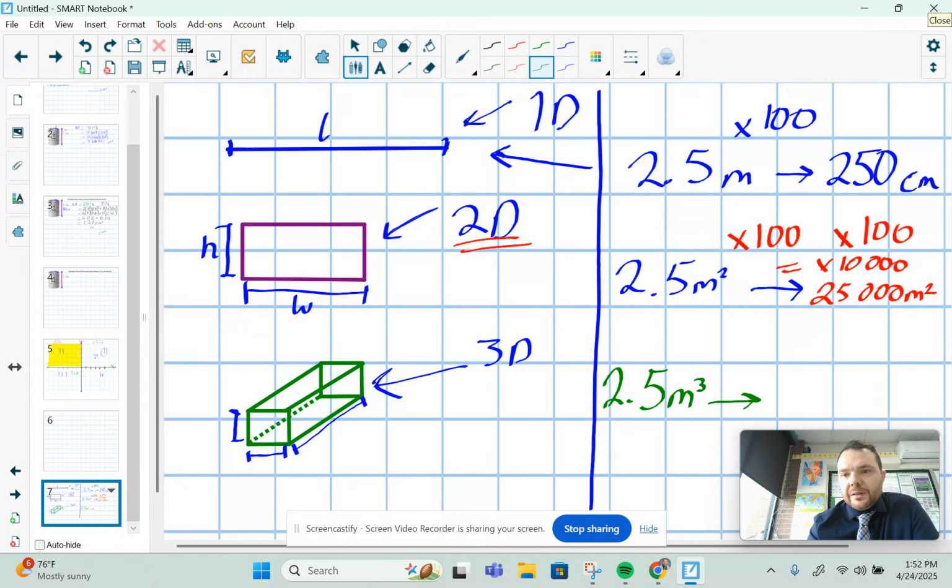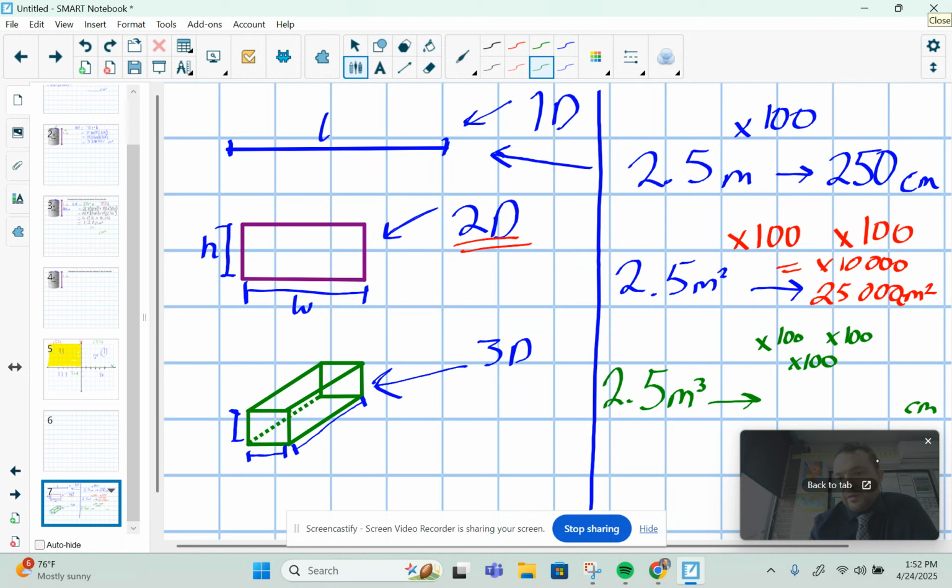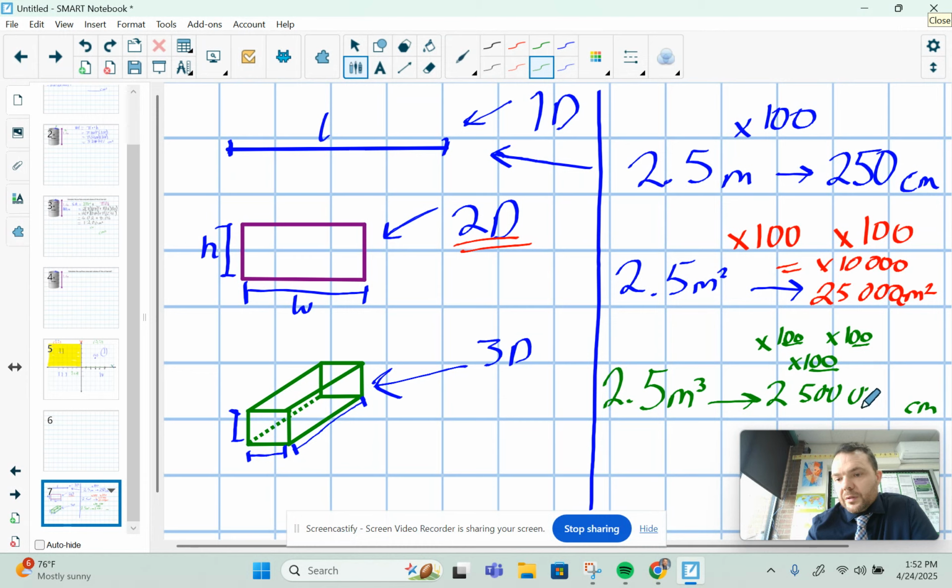Similarly, if we're talking about a 3D shape and it's 2.5 meters cubed, and we want to find out what it is in centimeters cubed, then we're going to go ahead and multiply that by the conversion 3 times. So we'd have to multiply by 100, multiply by 100 again, and a third time. So we're multiplying by the conversion rate for each dimension. So that would show us that it's the same as multiplying by a million, because there's 2, 4, 6 zeros, and therefore that becomes 2,500,000 centimeters cubed.